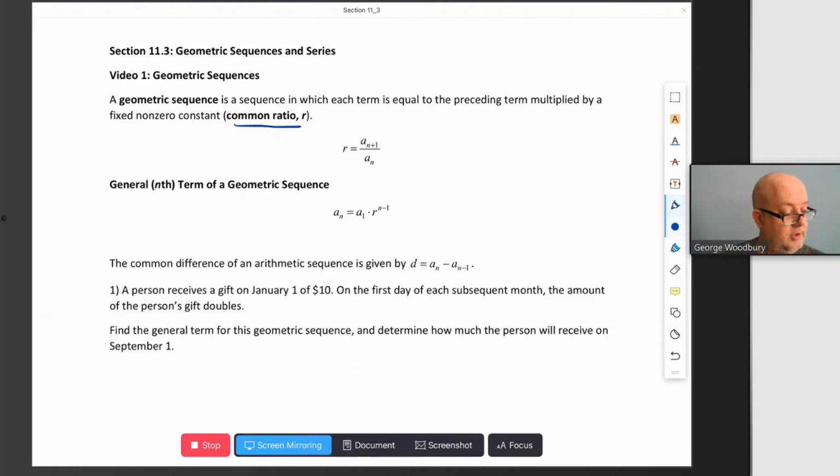The general term for these can be found by a sub 1 times r to the n minus 1. So the idea goes like this. The first term is a sub 1. The next term is r times a sub 1. The next term we multiply by another r, and so on. So the third term has r squared, the fourth has r cubed, and in general, the nth term will have r to the n minus 1 power, the number of times that we're multiplying by r, starting with the first term of a sub 1.